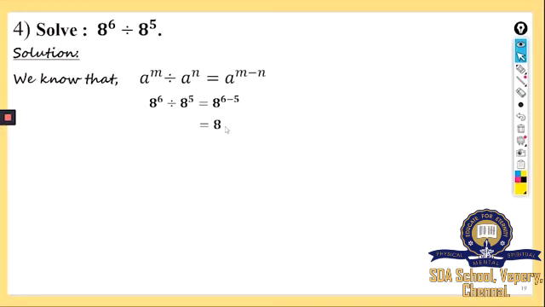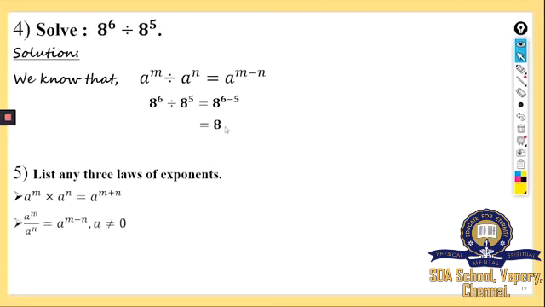So next question. You have to list any 3 laws of exponents. So far we've seen about 10 laws of exponents, right? So here I've asked you to list any 3 laws of exponents. Yes, a power m into a power n equals a power m plus n. A power m by a power n equals a power m minus n. And ab the whole power n equals a power n into b power n.